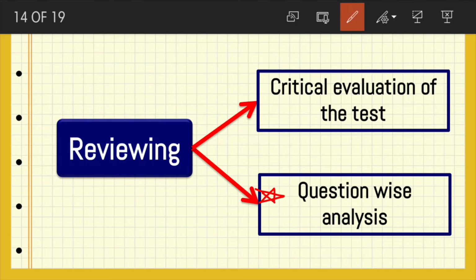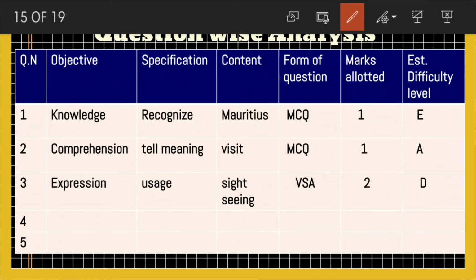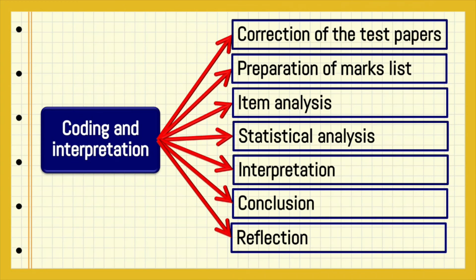For question-wise analysis, you need to present all the questions of the question paper in a table like this. As you can see, question 1 comes under knowledge objective. Its specification is recognizes. This belongs to subunit Mauritius. It is a MCQ question. It stands for 1 mark and the estimated difficulty level of this question is easy. So likewise, you can prepare the question-wise analysis for all the questions of your question paper. Now, once your question paper is ready, you need to administer it following all the aesthetics of conducting test.